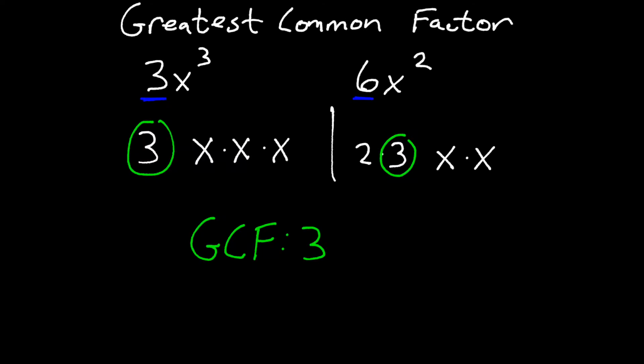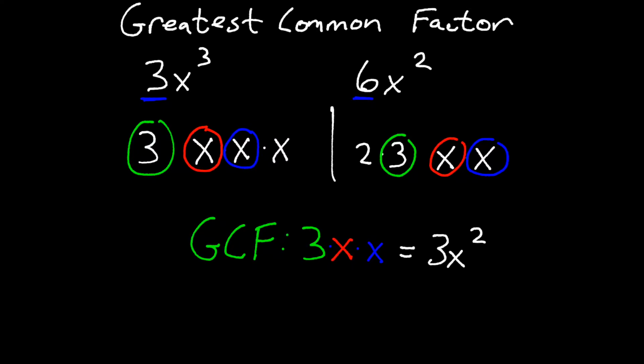Now, this is going to look similar to the last method we used for finding the greatest common factor, because I'm going to take the x's in pairs. I have one x over here, I have one x over there. So that means I'm going to have at least one x in my answer. But I have a second x over here, and I have a second x over there. And I have a third x on this side, but I have no third x on this side. So right now, my greatest common factor between 3x to the third and 6x squared is 3 times x times x. And we would simply write that as 3x squared. And that's our answer. That is the greatest common factor between these two terms.